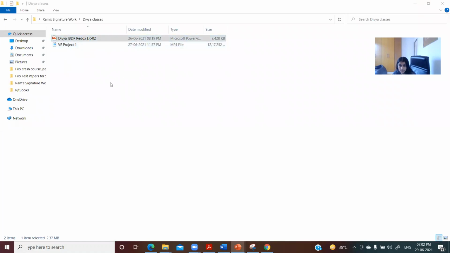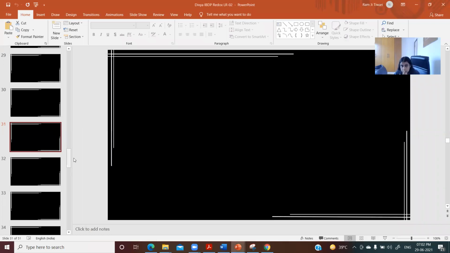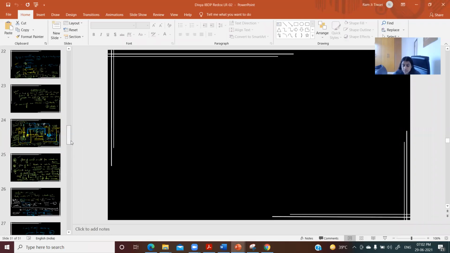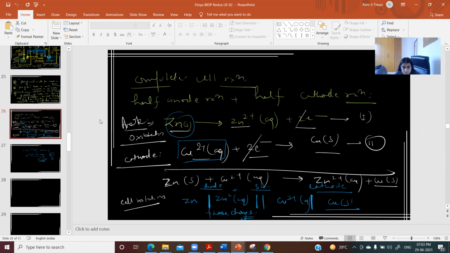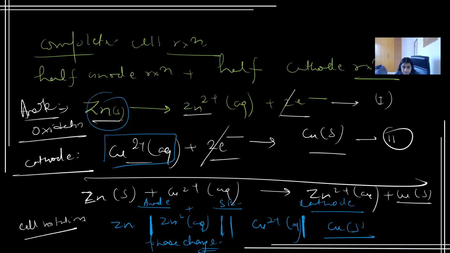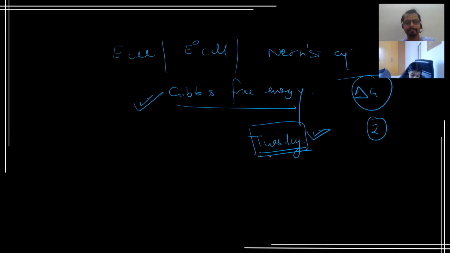So today we are going to discuss the electrode potential, how we calculate the electrode potential, and what the selection criteria is, how we select the anode and cathode. In the last class we were discussing the cell formation, how to form the cell. Today we will discuss the electrode potential with the help of the Nernst equation. That was the part we were having in the previous class. Okay, cool. So now let's begin the class.